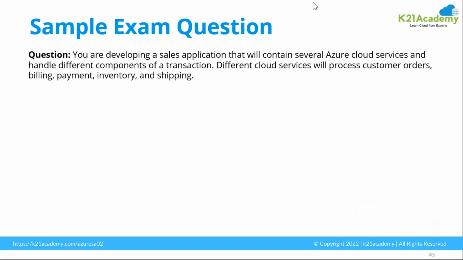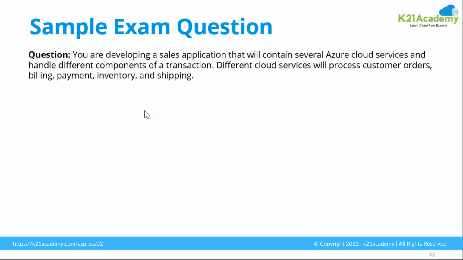Okay guys, coming to the next question. Now see the requirement. You are deploying a sales application that will contain several Azure cloud services, and they handle different components of a transaction. The different cloud services will process customer order, billing, payment, inventory, and shipping. These are the categories that you have inside your application. If you are developing an application, you would have these categories, right? And this is a sales application. Let's say you want to purchase an item. So think from that perspective.